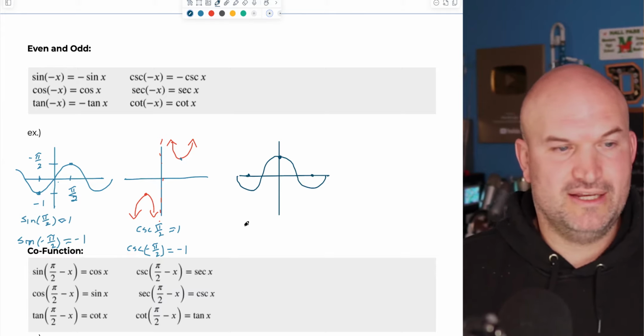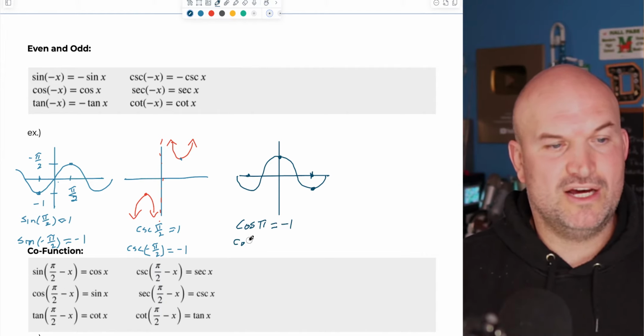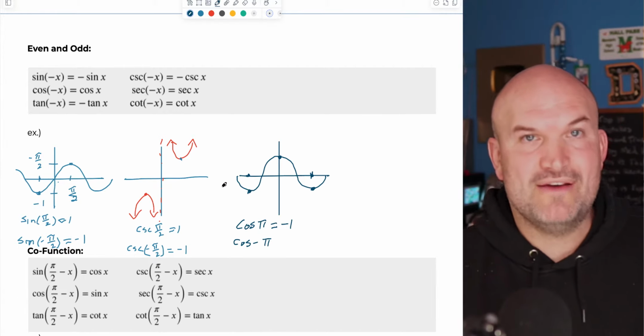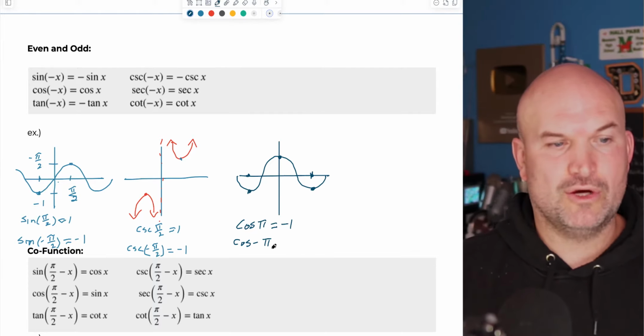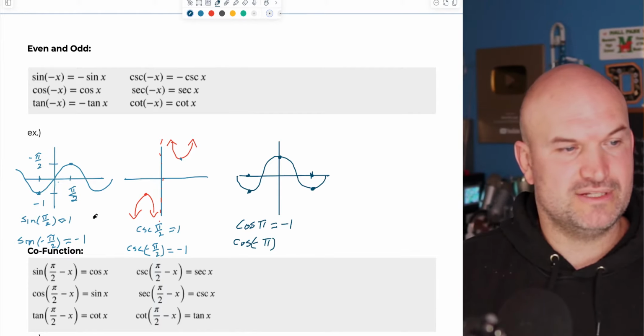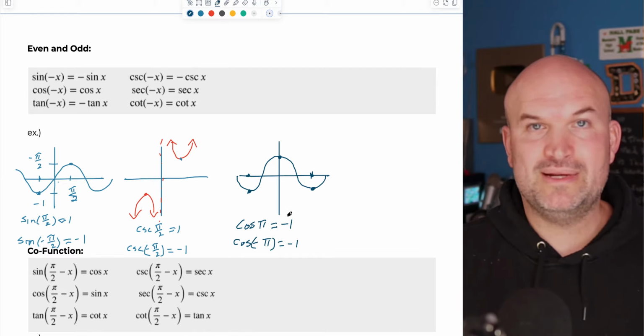What I want you to see is, when I say, what is the cosine of pi? That's equal to a negative 1, right? Cosine of pi is equal to negative 1. Well, what about the cosine of negative pi? You can see, ladies and gentlemen, they have the exact same y value. These are symmetrical about the y-axis. So the cosine of, sorry, I should probably use parentheses there. Cosine of negative pi is also going to equal negative 1.